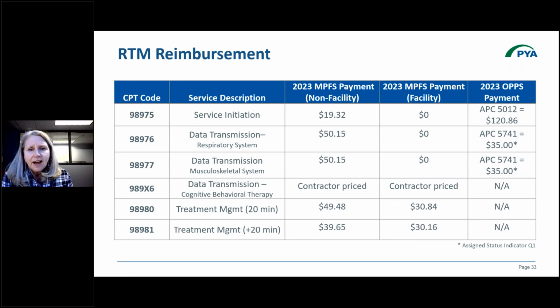As I noted, that's very new. CMS did not actually price out that code. It is left as contractor priced for this year. We've not yet seen what the number proposed for 2024 would be for that particular service. So you see the reimbursement differences there.